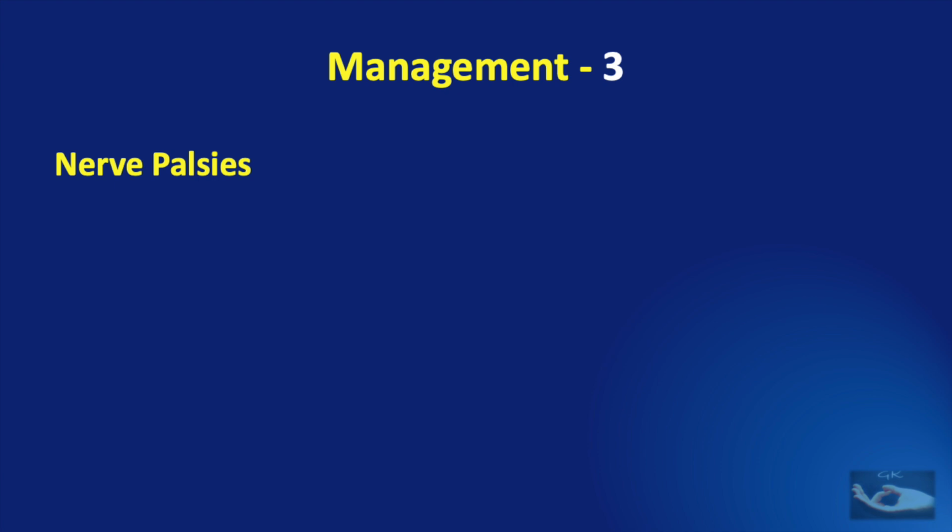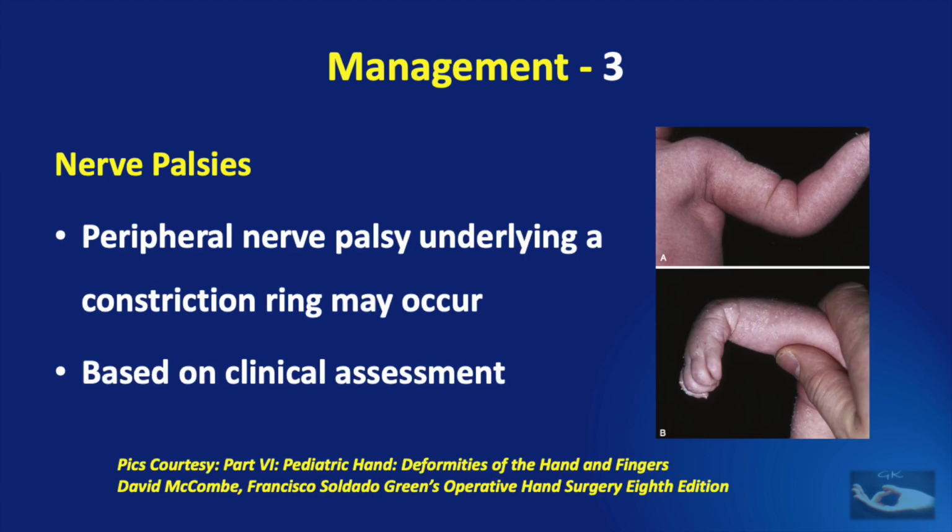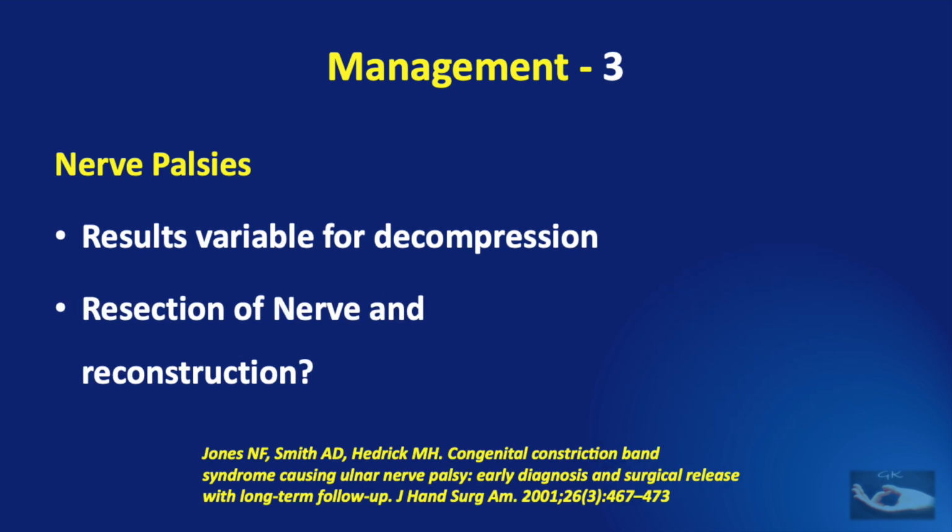In rare situations, peripheral nerve palsy underlying a constriction ring may occur, and this has to be based only on clinical assessment because electromyographic studies have not been proved to be useful. This example shows a radial nerve palsy occurring in a child with a constriction band of the arm. But the results of such decompression for nerve palsies have been variable. So a study also concluded that resection of the nerve and reconstruction may be a better and predictable option in such nerve palsies following constriction band syndrome.